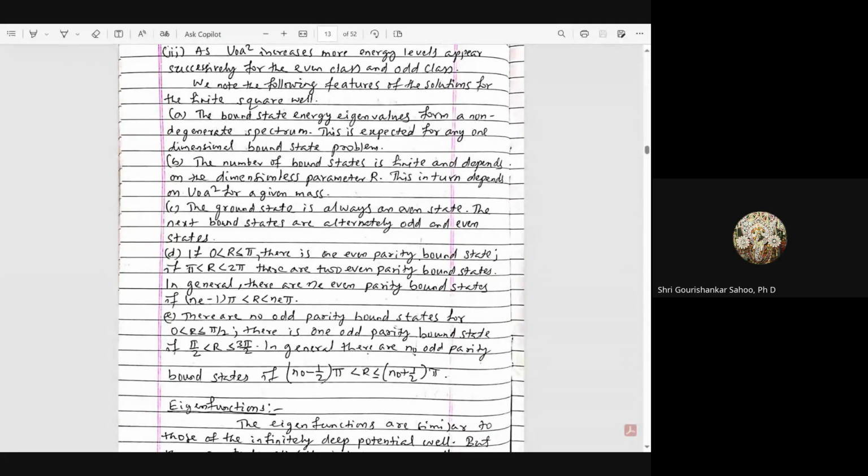In general, there are n even parity bound states if (n minus 1) multiplied by pi is smaller than R, smaller than n pi. And there are no odd parity bound states for 0 smaller than R, smaller than or equal to pi by 2. There is one odd parity bound state if pi by 2 is smaller than R, smaller than or equal to 3 pi by 2. And in general, there are n0 odd parity bound states if (n0 minus half) pi is smaller than R, smaller than or equal to (n0 plus half) pi.